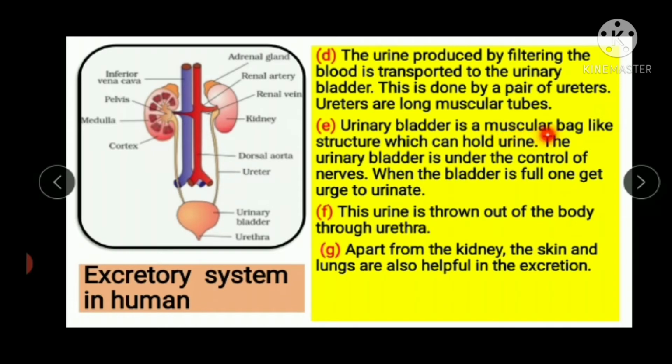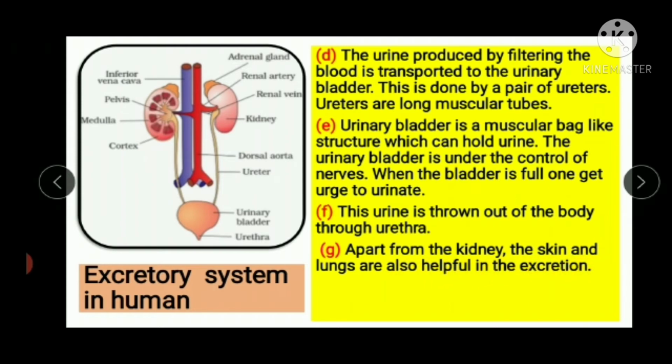The urinary bladder is a muscular bag-like structure which can hold urine. Here you can see the urinary bladder, which is a single bag-like structure that can hold urine on a temporary basis. The urinary bladder is under the control of the nerves. When the bladder is full, one gets the urge to urinate. This urine is thrown out of the body through the urethra. Apart from the kidney, the skin and the lungs are also helpful in excretion.